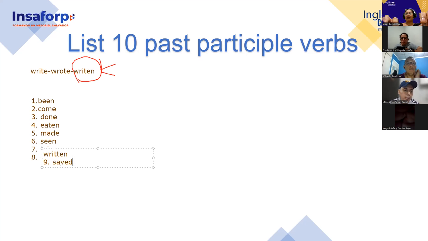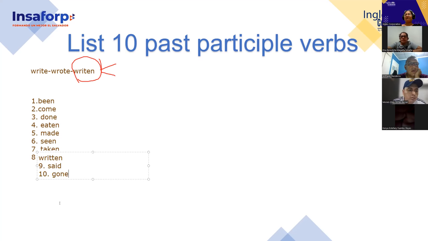Saved like this? No, save. The verb say. Ask, okay. Said? Gone? Okay. This, right? Okay. Yeah. So I have here 10 verbs in past participle.